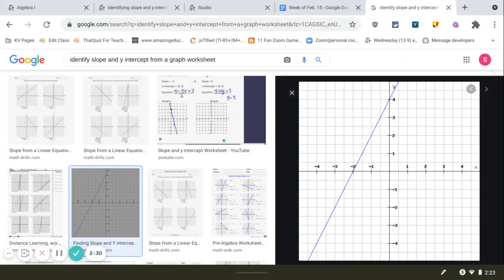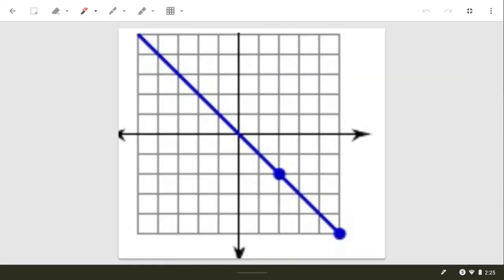Yeah, I think that'll do it. Actually, I'll find another example real quick on this. Okay, one more real quick. So we're going to identify the equation of the line in slope-intercept form. So mx plus b.